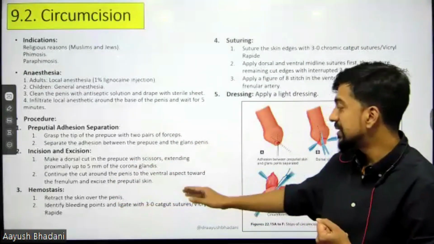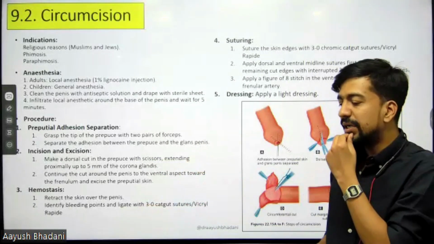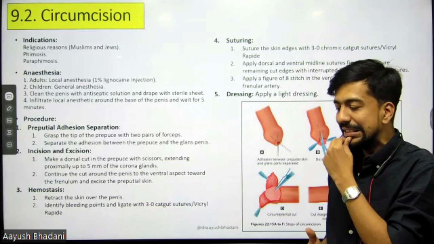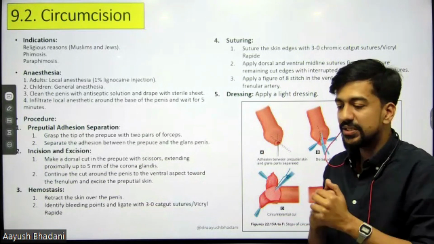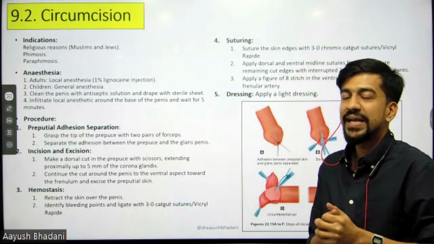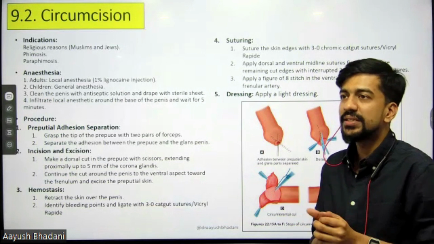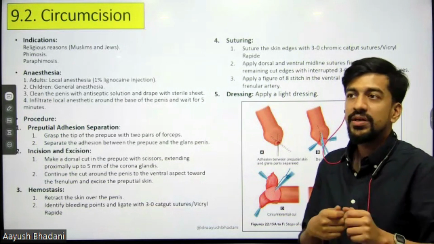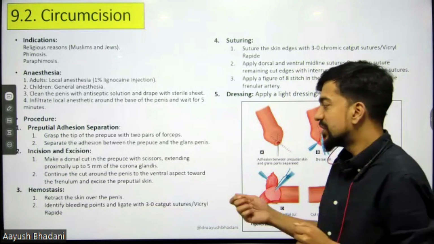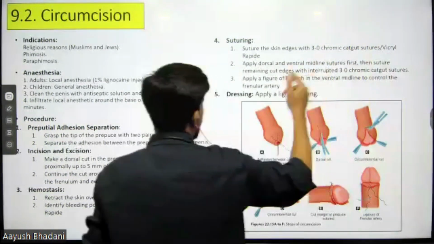We identify the bleeding points and we usually ligate with what the book says is a chromic catgut. But you have to understand that catgut is of animal origin and it is not very inert. So now we are coming up with Vicryl Rapide. Vicryl Rapide is similar to the absorbable Vicryl, but it absorbs more rapidly. So it's better. Then we suture the skin edges, again with chromic catgut or the Vicryl.